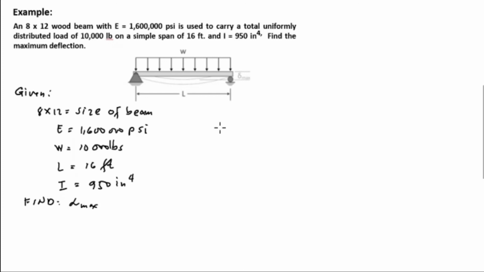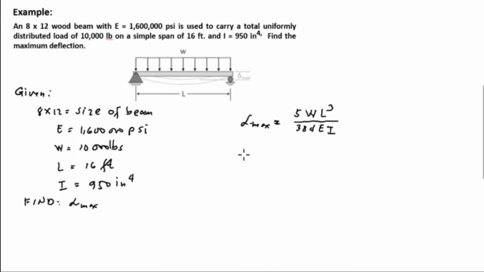And the formula for a uniformly distributed load on a simply supported beam for maximum deflection, we have 5W L cubed all over 384 EI.